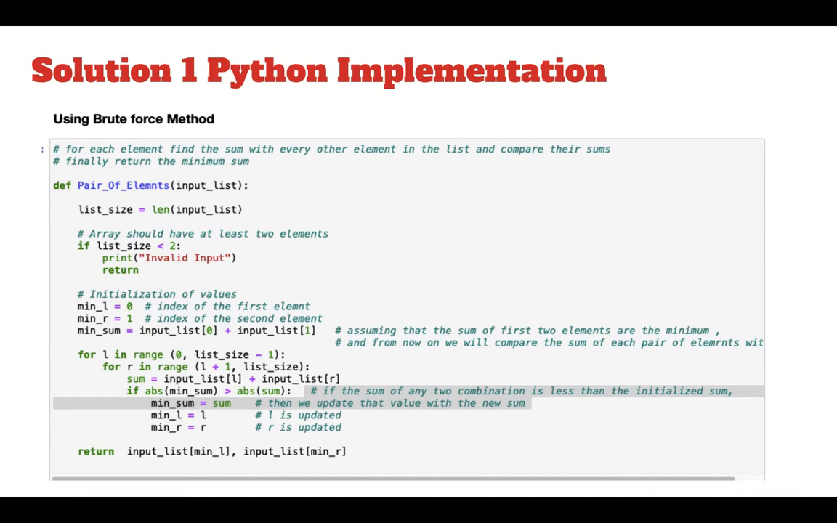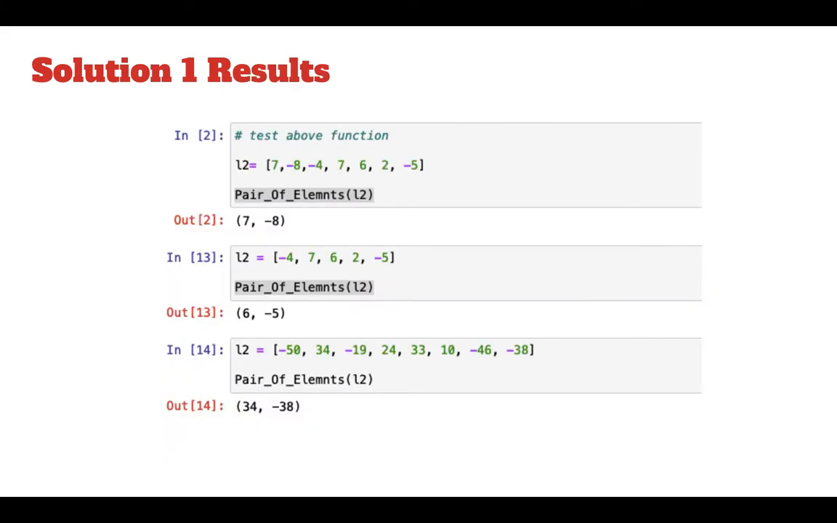So we'll iterate through the loop, and as we iterate through the complete list, the values at index min_L and min_R will give you the elements whose sum is the closest to 0. If you look at the results, if you have a list which is 7, -8, -4, 7, 6, 2 and -5, the brute force algorithm will return 7 and -8 as the output elements whose sum is closest to 0.